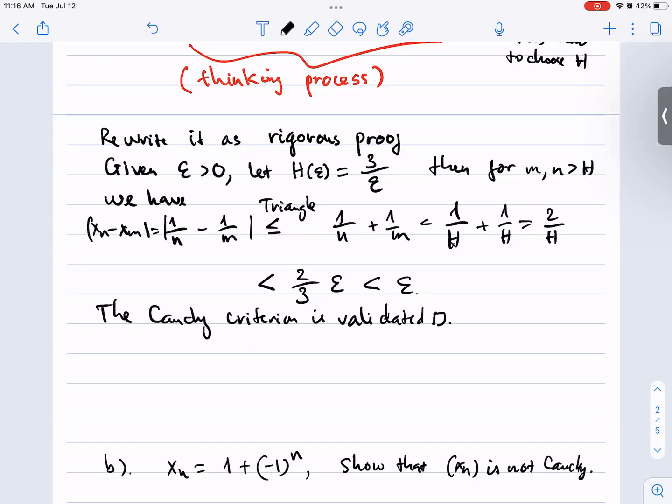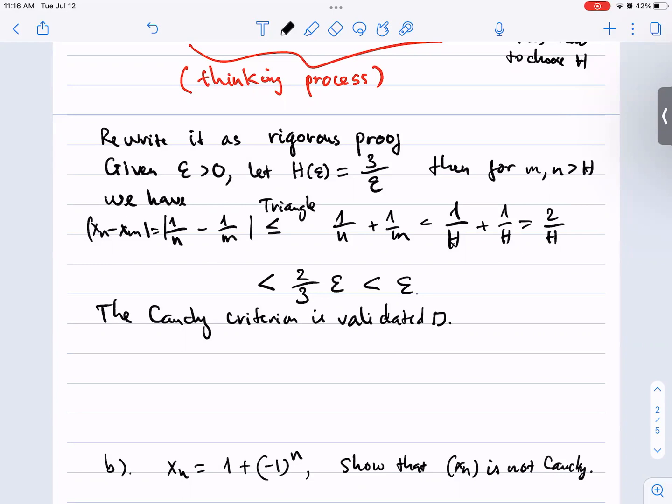Then for n, m bigger than h, we have |xn minus xm| equal to |1 over n minus 1 over m|. Applying the triangle inequality, this is smaller than or equal to 1 over n plus 1 over m, which is smaller than or equal to 1 over h plus 1 over h, which equals 2 over h, which is smaller than 2 divided by 3 over epsilon, and by simplification, that equals 2/3 epsilon, which is smaller than epsilon. Then the Cauchy Criterion is validated.